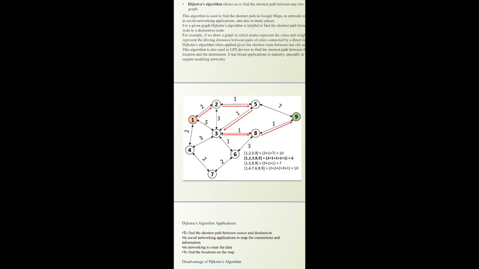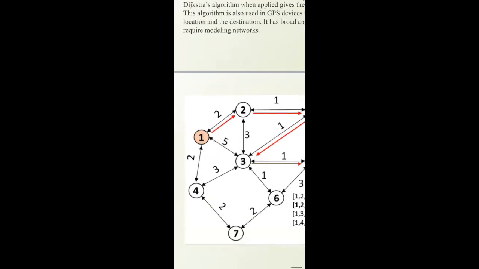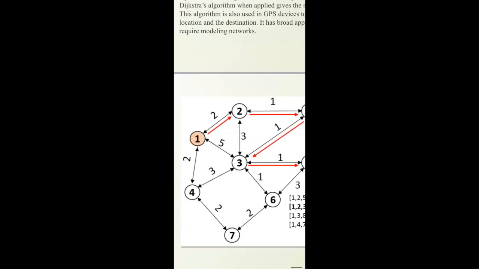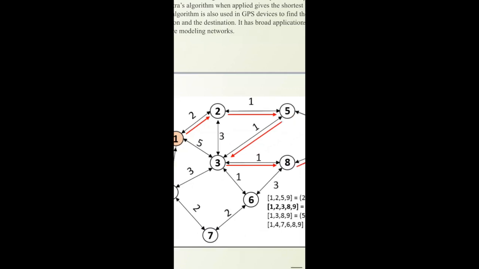Okay, first we move from 1 to 2. There is only one path from 1 to 2, and its weight is 2. Next we want to move from 2 to 3 and 5 because these are adjacent to 2.